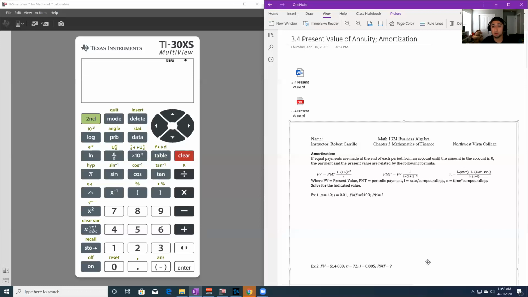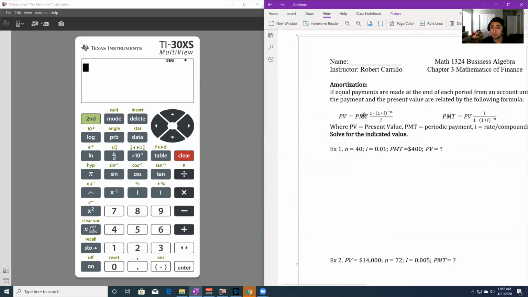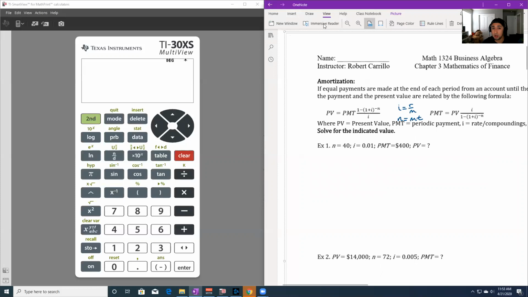Okay, so down here are your amortization formulas. So it's present value equals payment times 1 minus 1 plus I to the negative n over I, where everything's still the same. I is still rate over compoundings, right? So I'll write that in somewhere. So I is still rate over compoundings, and n is still compoundings times time. So all that remains the same. Okay, perfect. And then the next two are just rearranged for you.